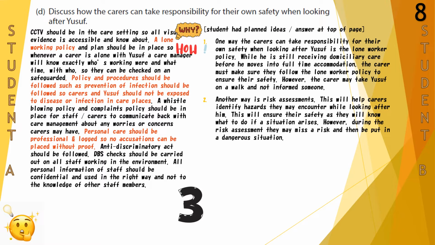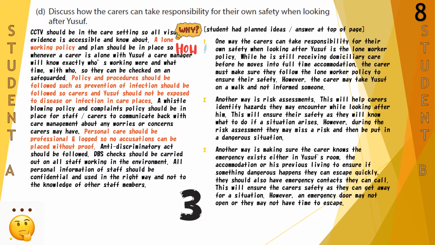They talk about risk assessments, which is fantastic, identifying hazards, things that they need to do to ensure their safety. They will know what to do if a situation arises. However, during risk assessments, they may miss a risk, and that can put them in a dangerous situation. Another way is making sure the carer knows the emergency exits in case anything escalates. They talk about emergency contacts they can call. And again, this is all about keeping the person safe.